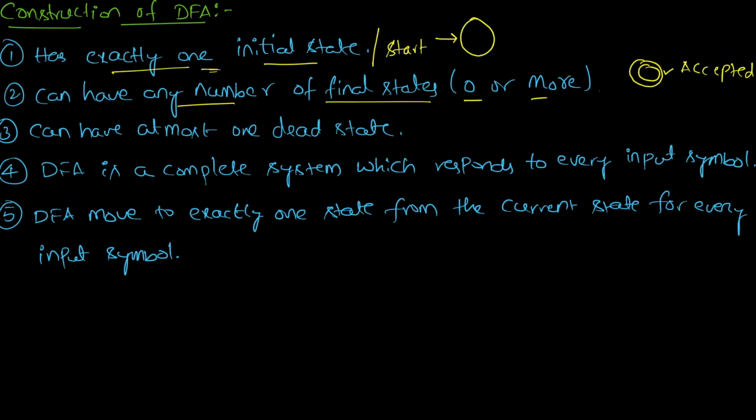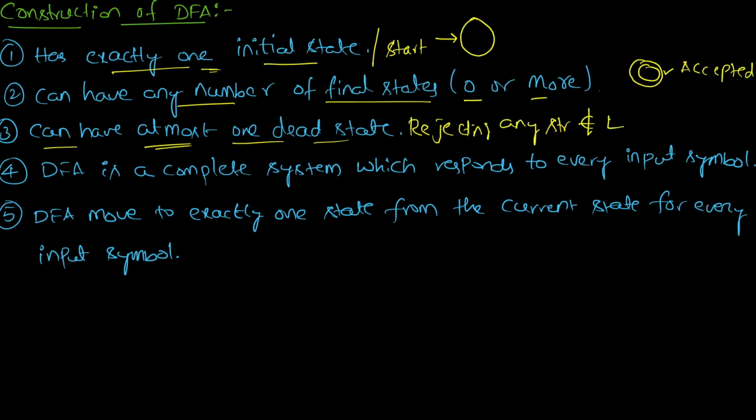A DFA can have at most one dead state. A dead state is a state from which we cannot reach the final state. We use this dead state for rejecting any string which is not in our language.